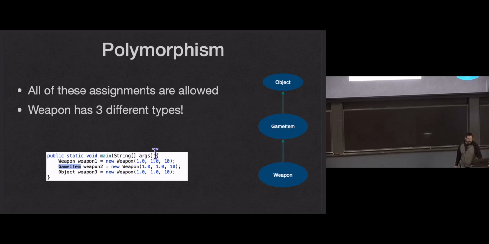subclasses. So if I have a variable of type GameItem, I can store my weapon in that variable. It's a legal assignment because a weapon is a GameItem. In a very true sense, it is a GameItem. We can treat it as such. We can store a weapon in a variable of type GameItem, perfectly legal. We can store a weapon in a variable of type object, perfectly legal to do so.